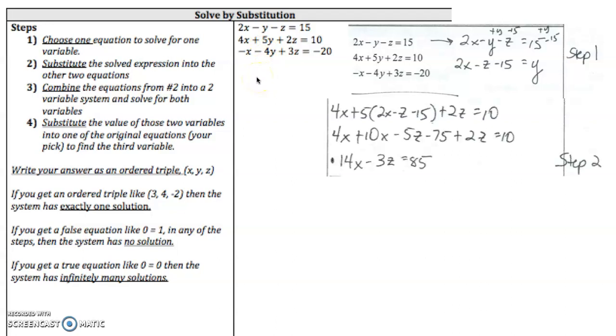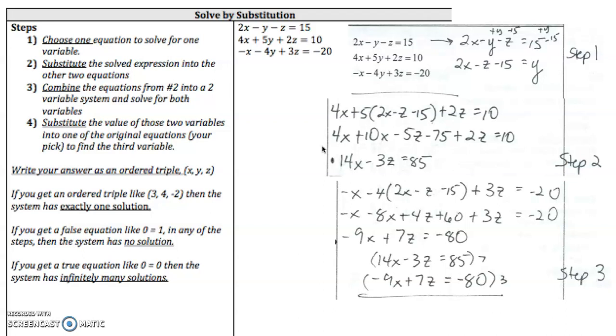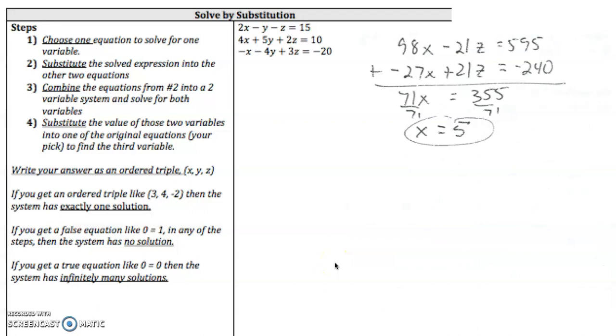So with the top one, I substitute in for y, and I simplify, and I get this equation. And then I substitute it in the bottom equation. And now, this is my second equation here. Step 3 is we take these two variable equations and set up a new system, just like we did with elimination. Now I look at these and I decide that I'm going to multiply the top one by 7 and the bottom one by 3. And I'm going to eliminate my z's. So I end up getting x equals 5.